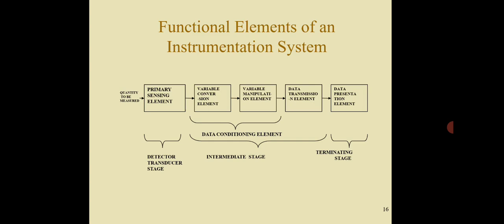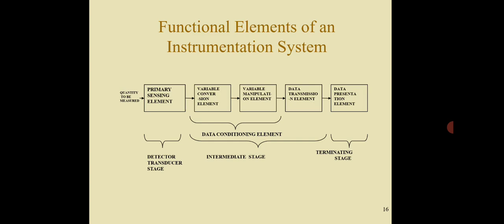In this intermediate stage, you do data conditioning and data transmission. You convert the signal into the required form, then you manipulate the signal, then you create the data, and that data is transmitted. Those are the three basic important functions of your intermediate stage.